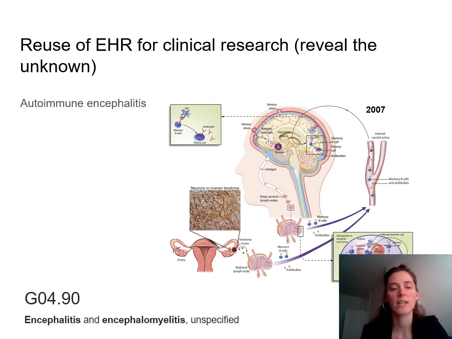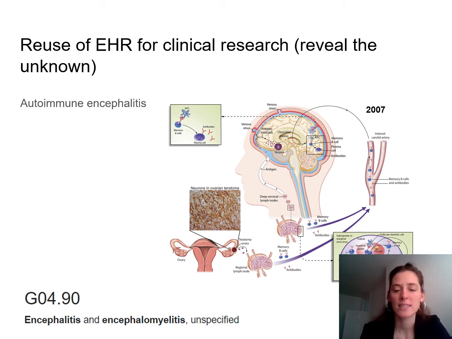The reuse of electronic health records for clinical research can reveal the unknown. For example, in autoimmune encephalitis, encephalitis is inflammation of the brain, and it was thought to be infectious, but 13 years ago it was discovered that some patients didn't have an infection, but had an autoimmune disorder. The immune system was confused and attacked the brain, triggered by a hidden tumor. In many cases it was an ovarian teratoma.